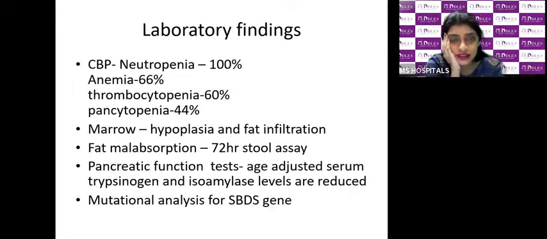Lab findings include neutropenia in 100%, anemia 66%, thrombocytopenia 60%, pancytopenia 44%. Marrow hypoplasia and fat infiltration. For fat malabsorption, 72-hour stool assay; pancreatic function tests, age-adjusted serum trypsinogen and isoamylase levels are reduced. Mutational analysis for the SBDS gene.